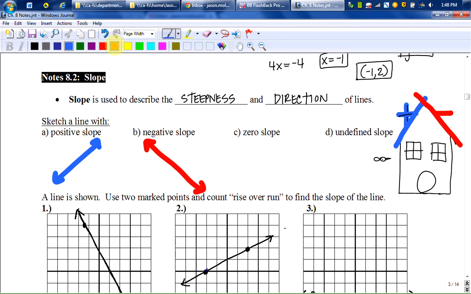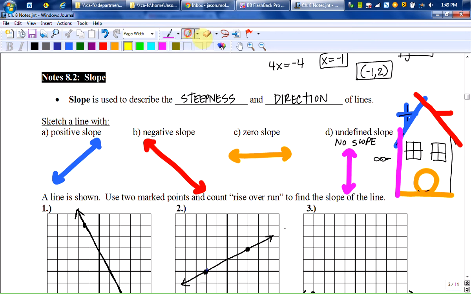Zero slope is a horizontal line, and undefined slope, sometimes known as no slope, looks like this. And we do call this undefined slope or no slope in the same manner that we talked about tangent, the trig ratio tangent in the unit circle at times being undefined.